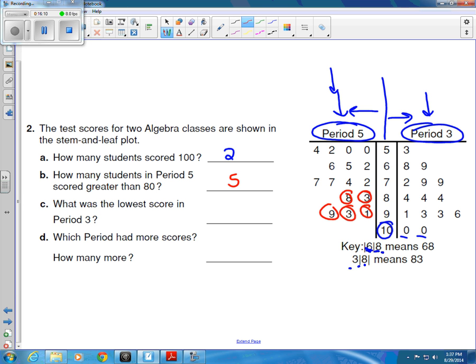C, what was the lowest score in period 3? Well, again, it's easy because all I need to do is drop right down the stem column. See that my smallest stem is a 5, and the smallest leaf that corresponds with that stem is a 3. So the lowest score in period 3, which again is the right side, is a stem of 5 and a leaf of 3, or a 53%.